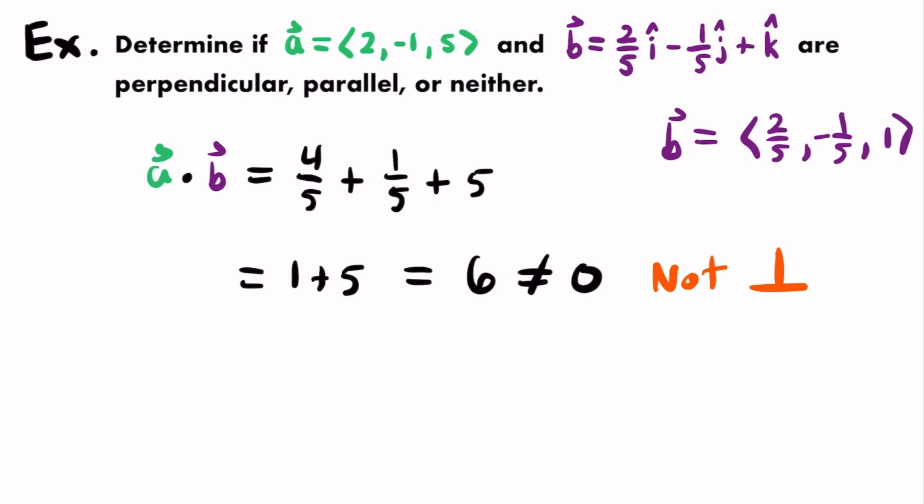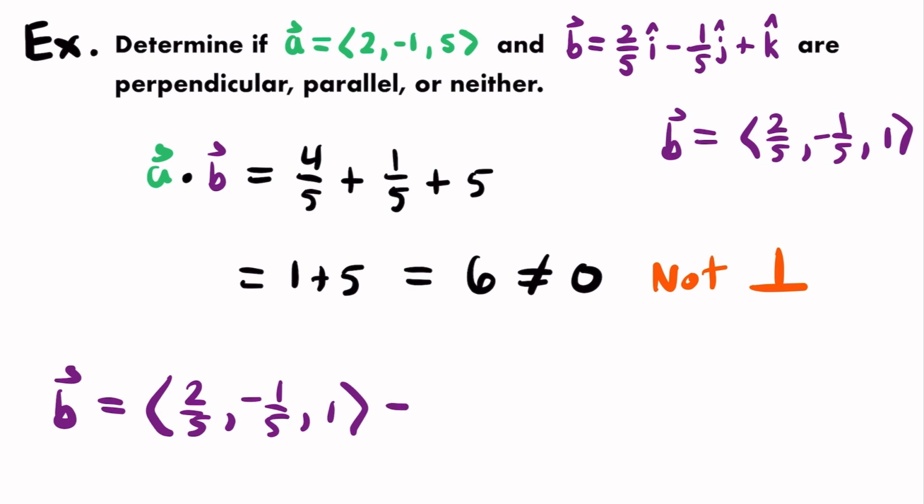All right, so I'm going to see if there's some type of scalar value that I can pull out of each of these components and get a vector that looks like vector A. And in this case, it actually looks like we can do that. All right, let me show you what I mean. If vector B is equal to 2/5, -1/5, 1, notice that these first two components are being divided by 5, right? We have 2/5 and -1/5. And so what I'm tempted to do here is pull out a factor of 1/5 from each of these components, and that's actually going to work out pretty nicely.